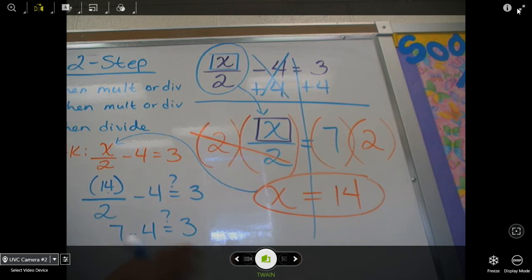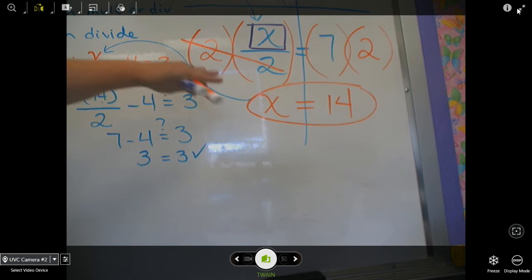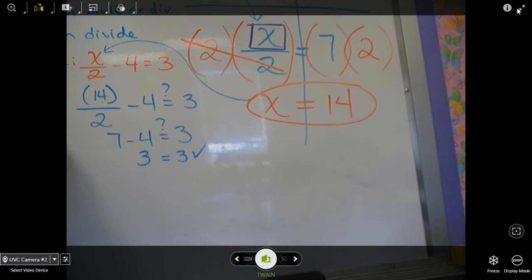What's 7 minus 4? It's 3. Does 3 equal 3? Yes. This is correct, therefore that is correct. So I can move on to my next problem. Okay? This is just a way for you to make sure you get the right answer and you don't lose points for something silly. All right?